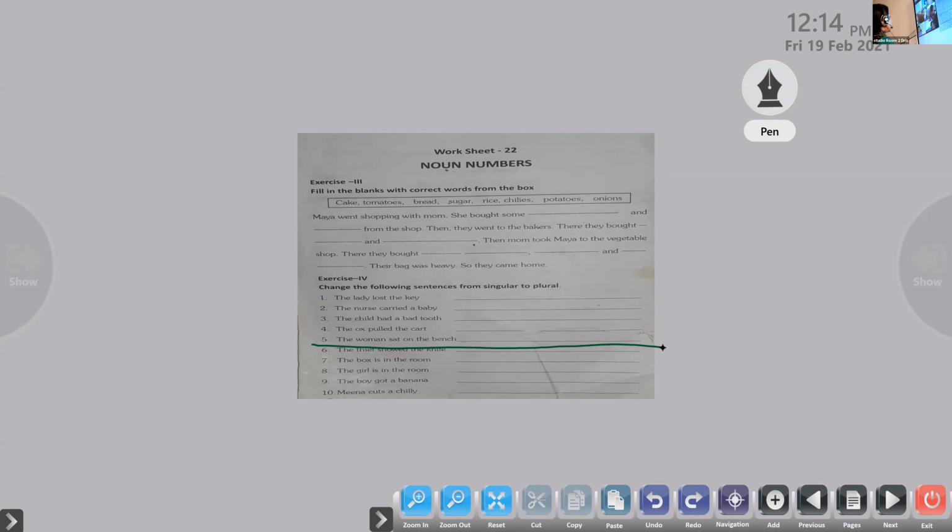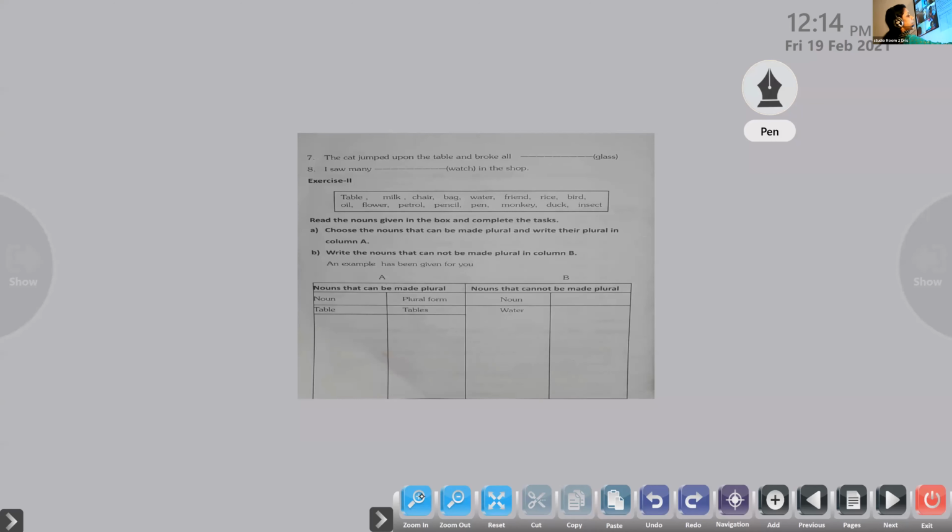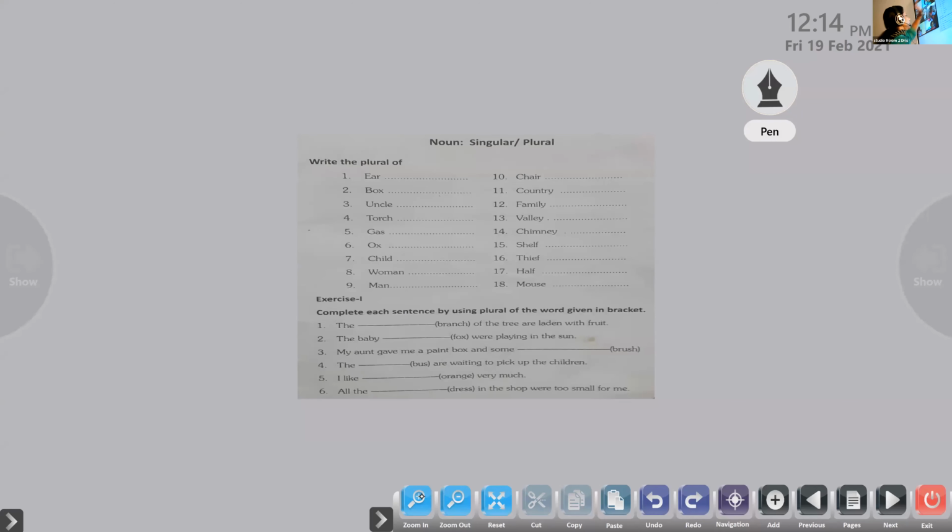If so, please do open your workbook. Worksheet 22. It's from an old book I've taken. So just check whether we have completed this exercise and this exercise. If so, put a thumbs up. Now, let's move on to the next exercise and next page number. Have you completed this? If so, please put a thumbs up. I hope so. We have to do this, I think.